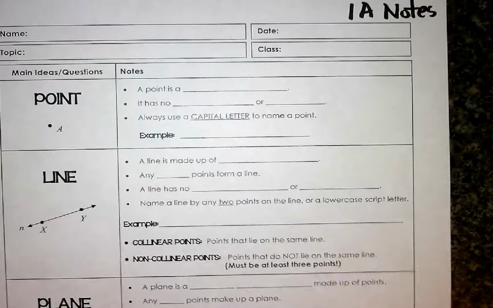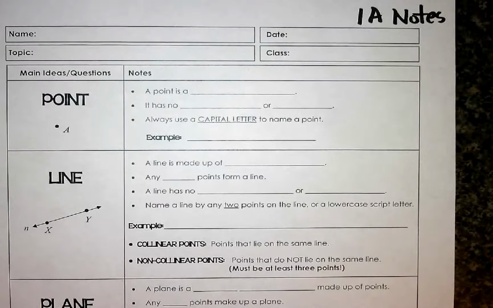So in geometry, vocabulary is very important. We want to make sure that we understand what it is when we see the picture and what it is when we see the word. Okay? To begin, there are three what we call undefined terms, and everything is based on these three terms.